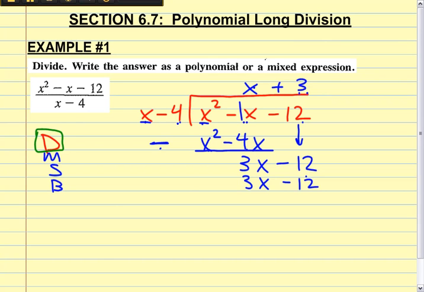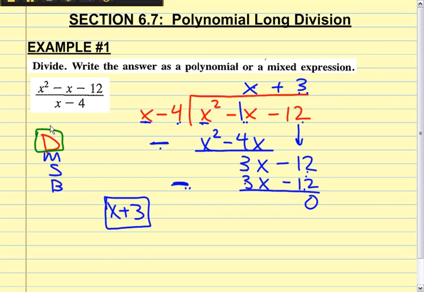Exactly. Now, 3x minus 3x, nothing. Cancels out. Negative 12 minus negative 12 is what? Nothing, or 0. I have no remainder there. So what is my answer? X plus 3. Done.